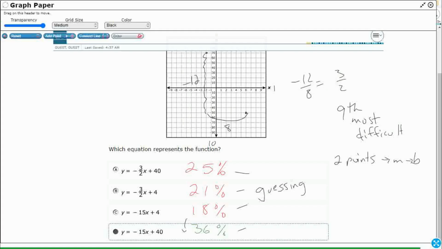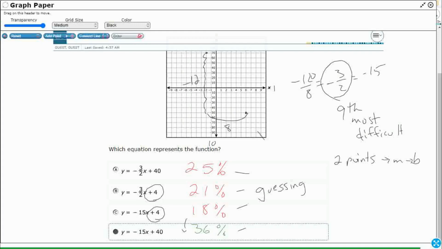The problem is that's not negative 12. These are steps of 10. So that's negative 120, right? That's where the negative 15 comes in. So some students didn't quite notice that the scale in the y-axis was different than the scale of the x-axis, and that's where that 4 comes in as well, right?